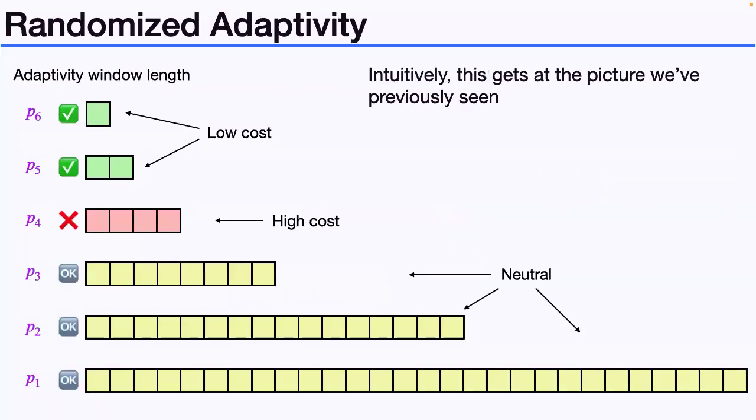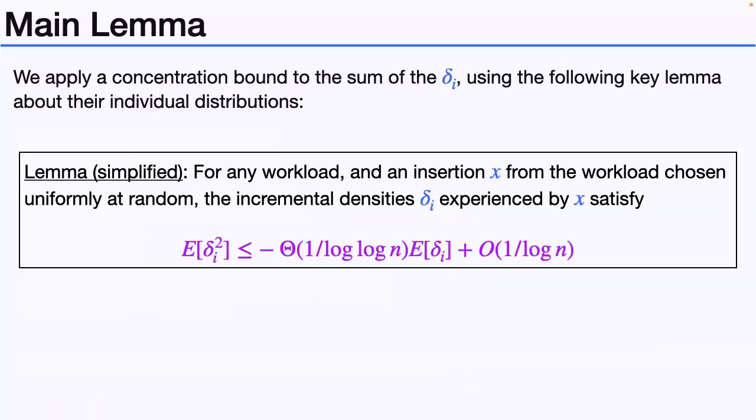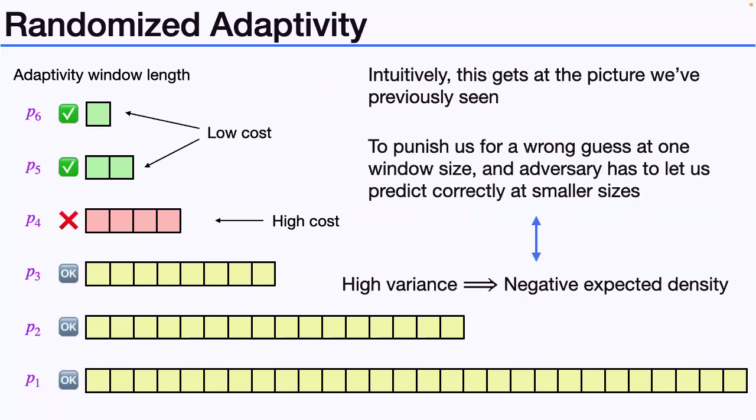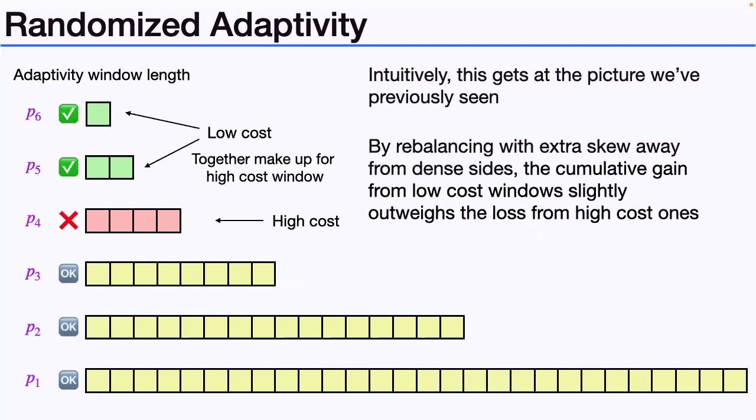All right, so this is just putting some more numbers and more precision to the intuitive picture that you've already seen. But essentially, our main lemma and the thrust of our algorithm boils down to this picture. So if an adversary wants to punish us for a wrong guess at a level, it has to let us predict correctly at smaller sizes, this variance expectation relationship that I skipped over. And so by rebalancing with extra skew, whatever amount that we lose in the high cost, we actually make up for and then some in the low cost reading intervals.